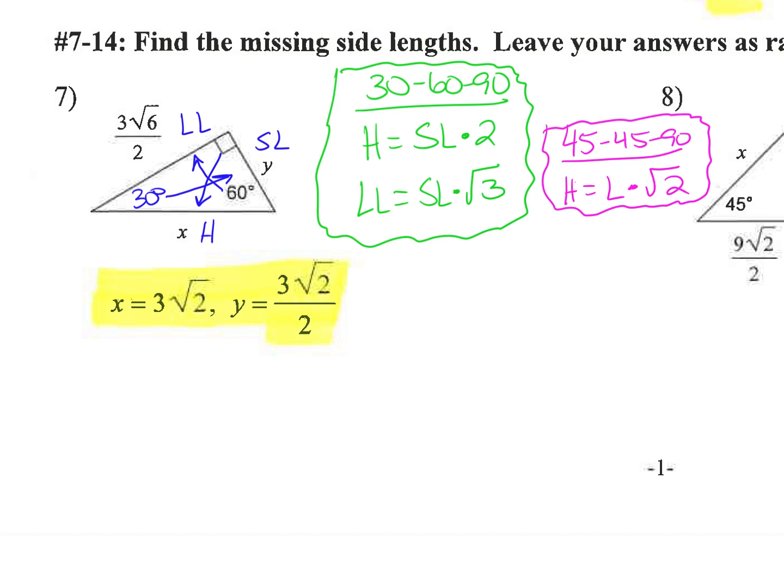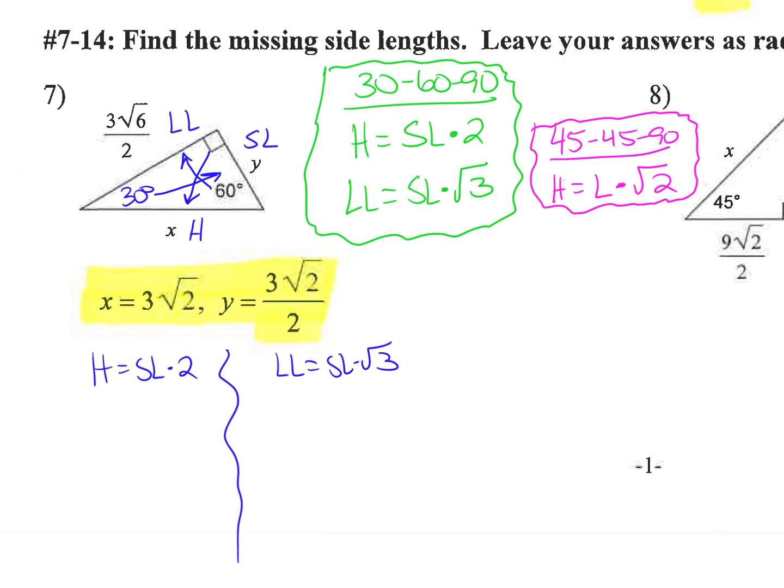All right, so I know I'm going to use both of these formulas. Hypotenuse is equal to short leg times 2. And longer leg is equal to shorter leg times square root of 3. Every time you solve these, you're going to have two answers, and you use both of these formulas. So I have to start out by asking myself, what information did they actually give me? And I look, and the only side they gave me was the longer leg. So start with the longer leg formula. We'll do this one on the right first.